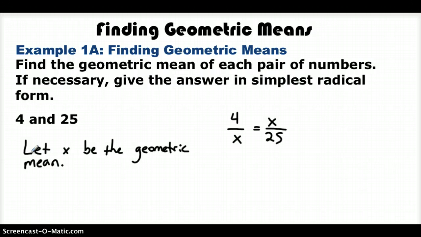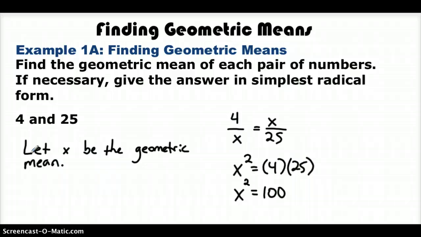Okay, so when we use the cross products property here, what we're going to get is that x squared equals 4 times 25. Okay, and now x squared is going to be equal to 100. And when we take the principal root of each side, what we will get here is that x equals 10. Now we're only going to take the positive square root here because we're going to end up talking about distances, and we know that distances are non-negative. Or in other words, they're always going to be positive.